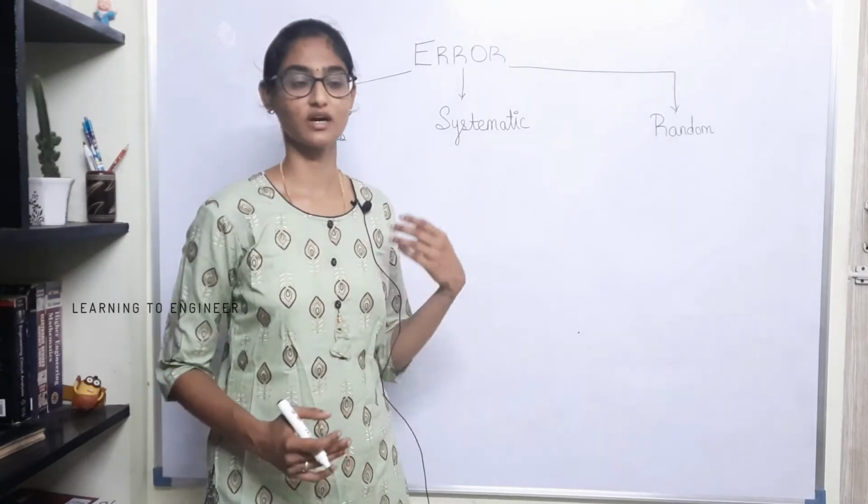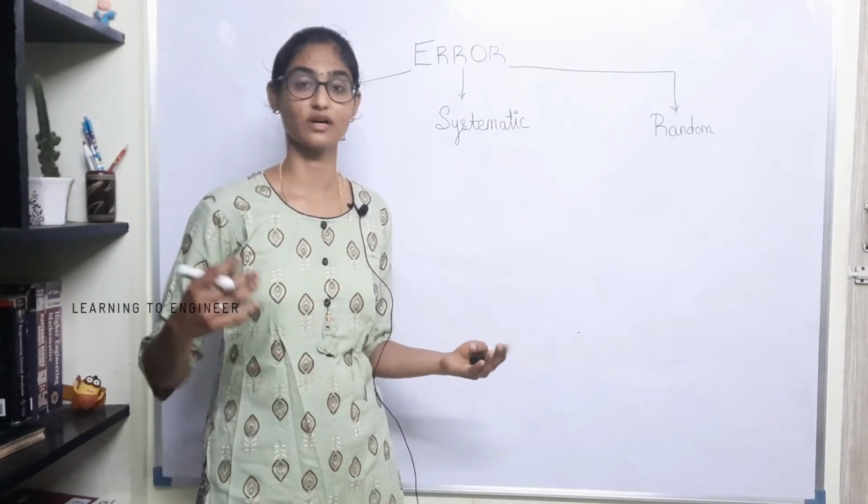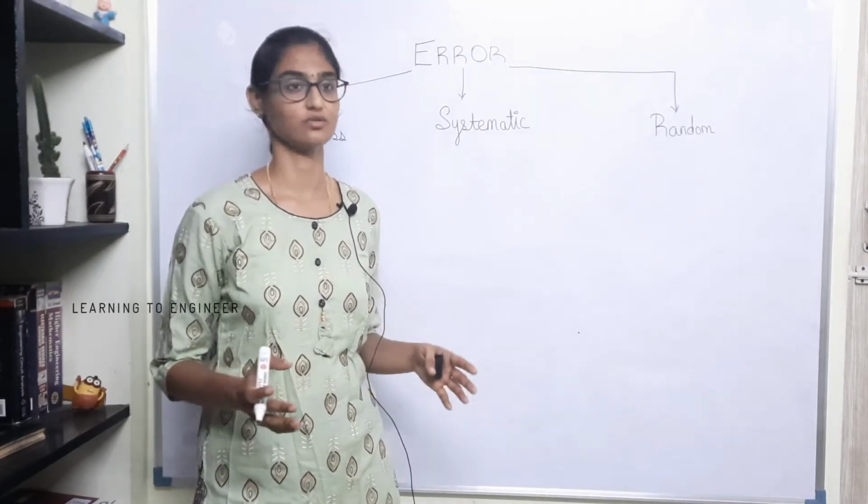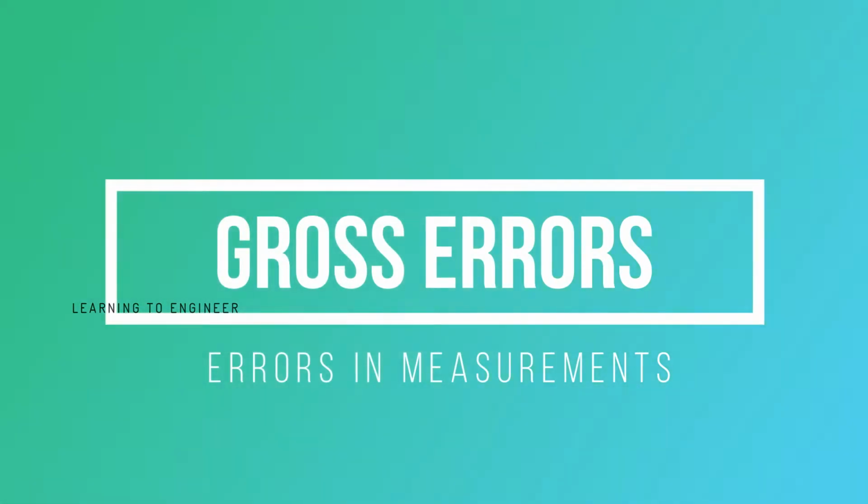It might occur during some experiments, and it might not occur during some other experiments. The cause of the error is unknown. Those are random errors. We will first see gross errors or human mistakes.